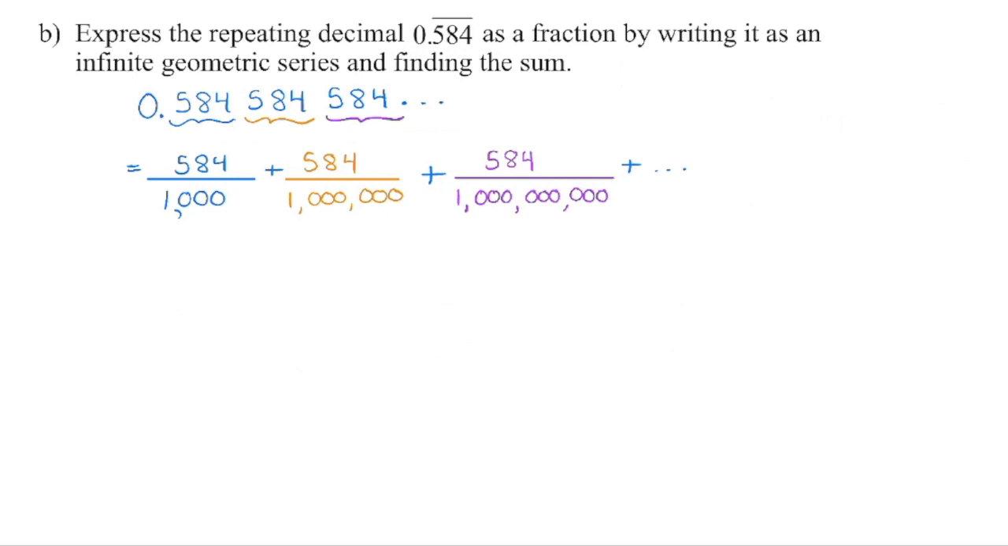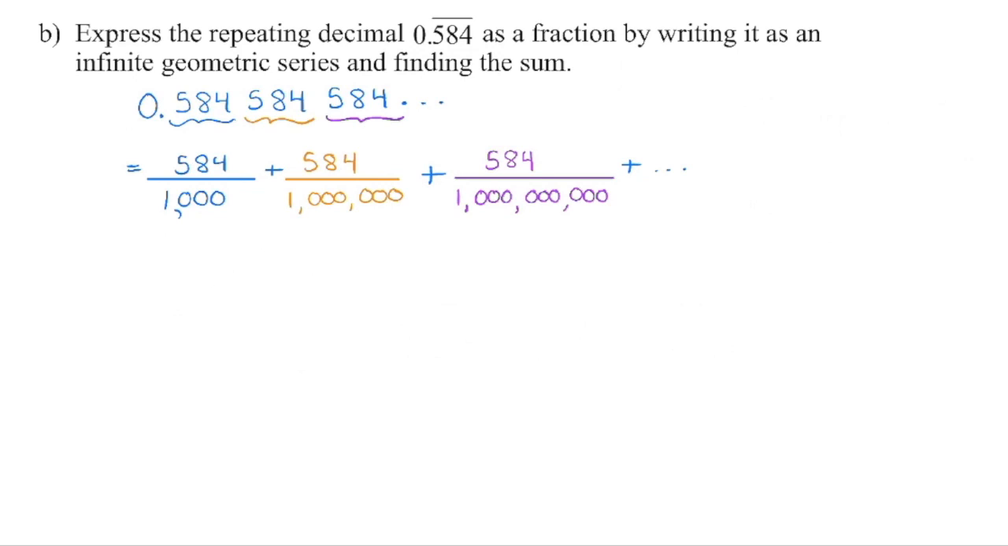Every repeating decimal can be thought of as an infinite geometric series. So if I take this 0.584 repeating, I'm just going to write it out like this as opposed to the bar notation. And then we're taking each group of repeating decimals, and I can write them as fractions. So this 0.584, that's 584 thousandths. This next group is going to be 584 over 1 million. This next group, 584 over 1 billion. And that process is going to keep going.